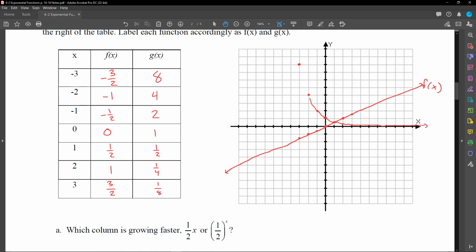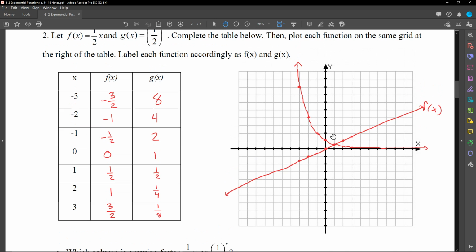Now, as x decreases, notice the function increases. We have from 1 to 2 to 4 to 8 to 16 and so on. So as x moves to the left, or as x decreases, the function is going to go upward, or increase. And this is g of x.